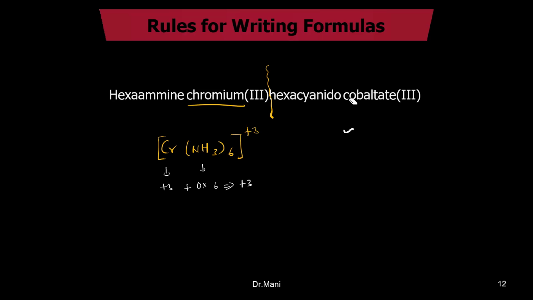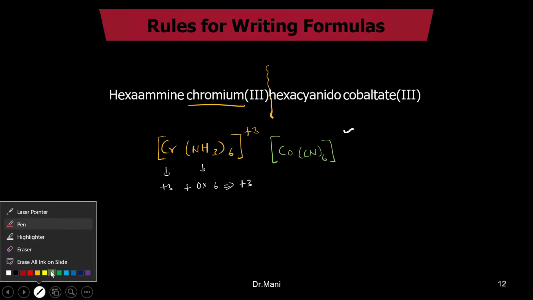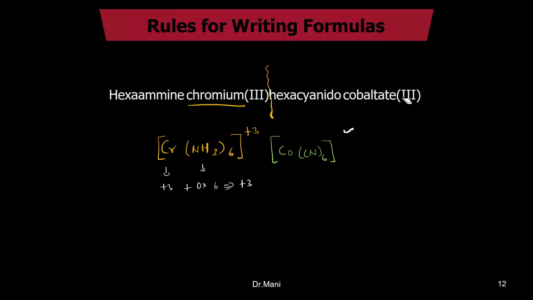Now let's take the other one. So here hexacyanide cobalt 3. My central atom is cobalt. So I'll be putting Co first. And I have hexacyanide. Cyanide means CN and hexa means 6. So I'll be writing Co(CN)6. So what will be the charge here? What is the charge of the cobalt? Here it's given 3. So this is +3.